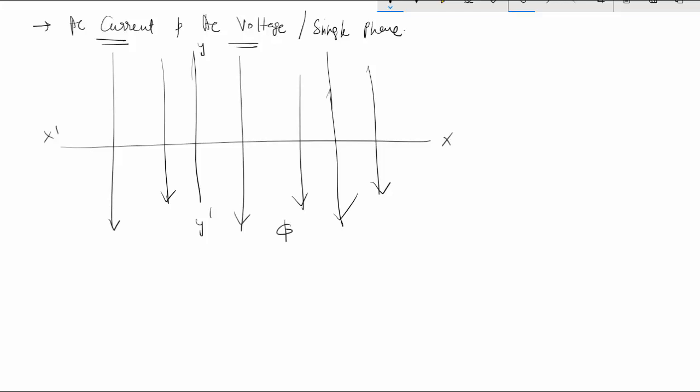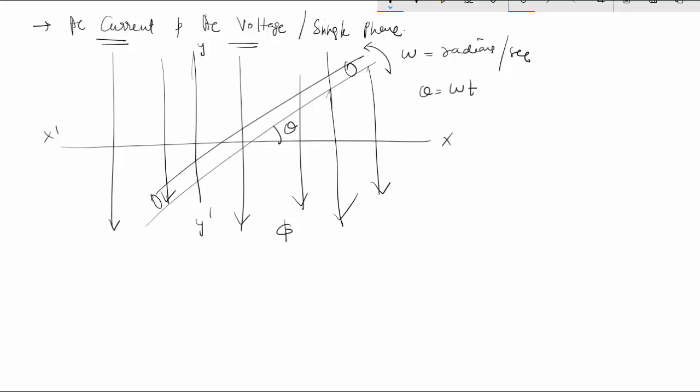So if you are having a coil such that it is located along this axis, which is making angle theta here, and which is rotating at an angular speed of omega. Omega is angular speed in radians per second, and theta is equal to omega t. So this coil is rotating, and this will be symmetrical.